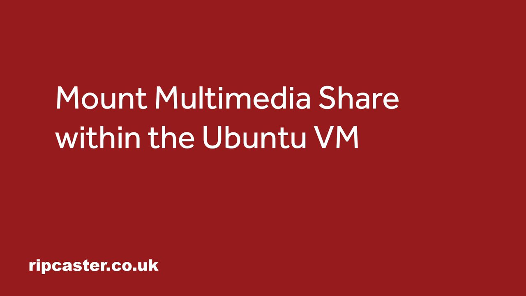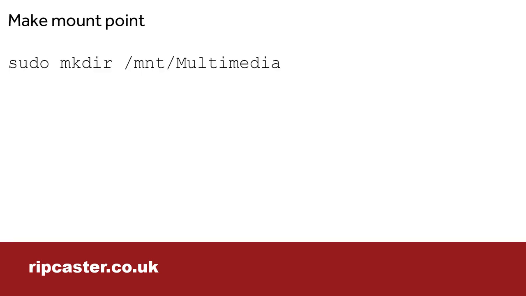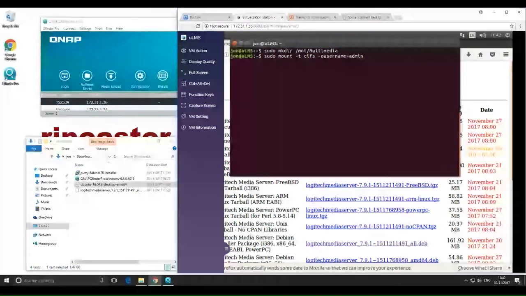We want to be able to access the media stored on the multimedia share on the QNAP from within the Ubuntu virtual machine. Within Terminal, make the mount point multimedia using the command sudo mkdir /mnt/multimedia. Note this is case sensitive. In our example, our host name is TS253A. You'll need to change that host name on the following command to suit your environment.